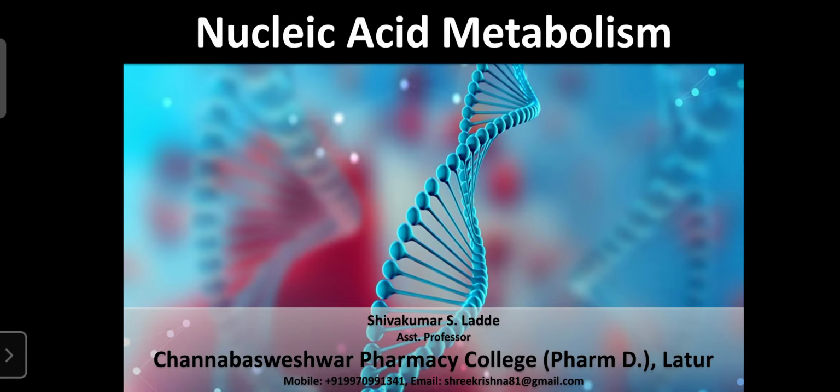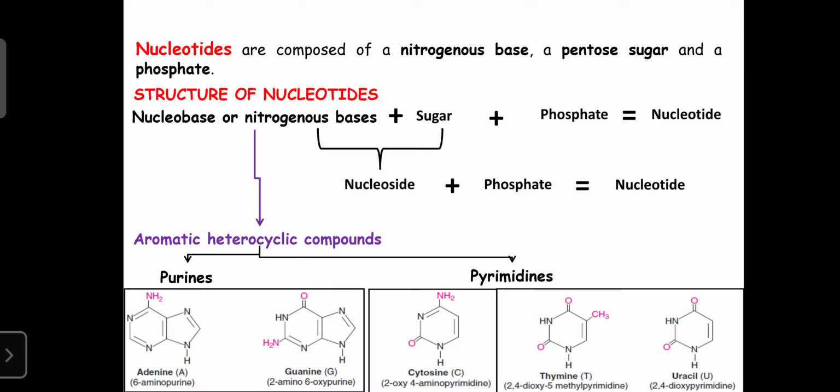Dear students, yesterday we learned about the introduction to nucleic acids. So what are nucleotides? Their structure, and then the types of nucleotides. They are mainly of two types: purines and pyrimidines. The purines are adenine and guanine, and the pyrimidines are cytosine, thymine, and uracil.